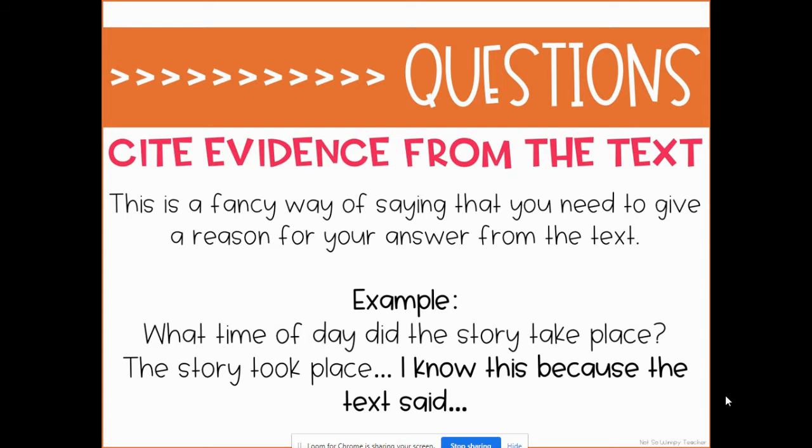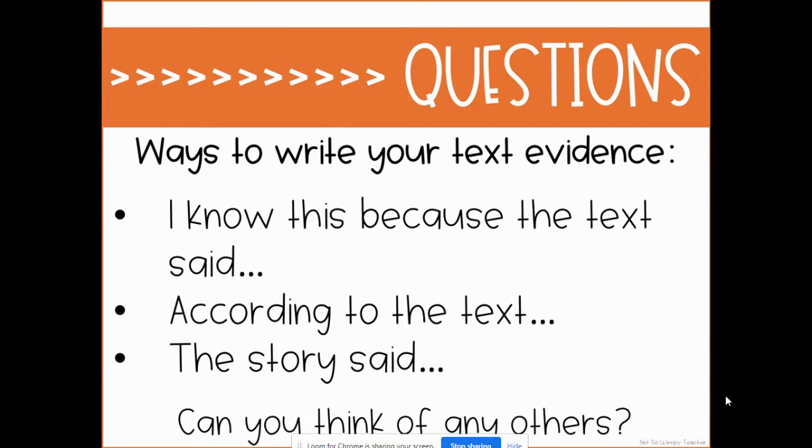C stands for cite evidence from the text. This is a fancy way of saying that you need to give a reason for your answer from the text. You need to tell us what in the story gives you the reason to use that as the answer. So, what time of day did the story take place? The story took place in the morning. I know this because the text said, as the sun was rising. So there's an example. I know this because is a very good way to use the story to explain your answer.